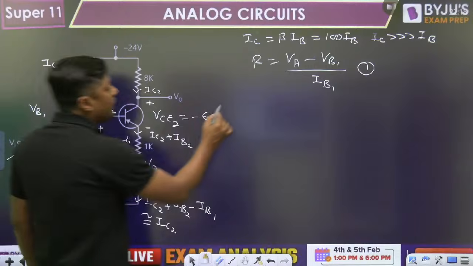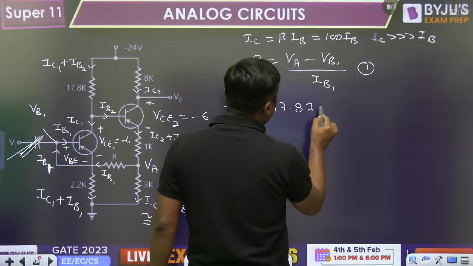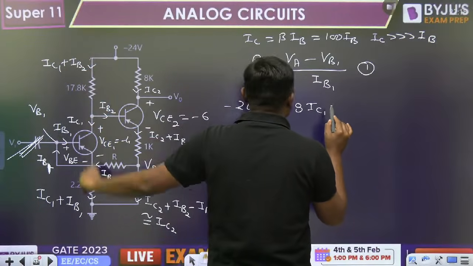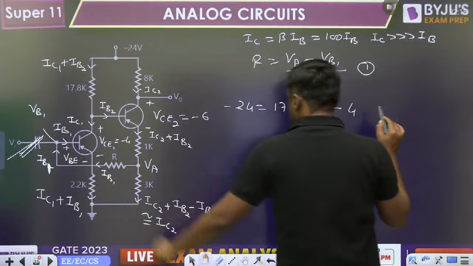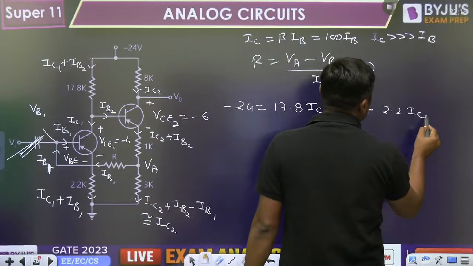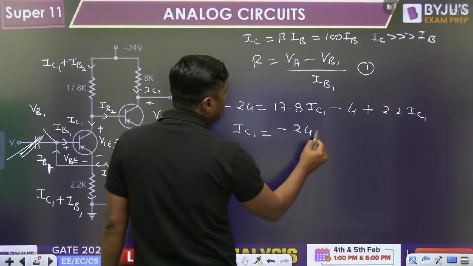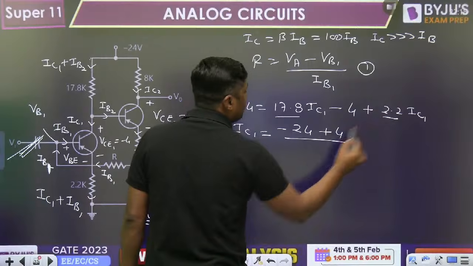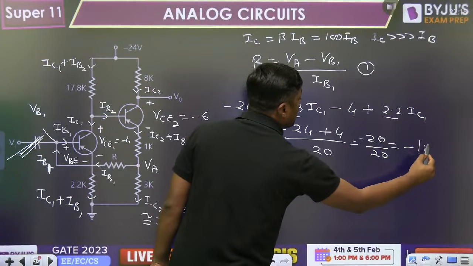Very easy. Minus 24 is equal to 17.8 times IC1. Please neglect the value of IB2. What is the VCE1? VCE1 is minus 4. Write the minus 4 here, plus IC1 into 2.2. From this, IC1 is equal to minus 24 plus 4 divided by 17.8 plus 2.2, that is 20. Minus 20 divided by 20, minus 1 milliampere.